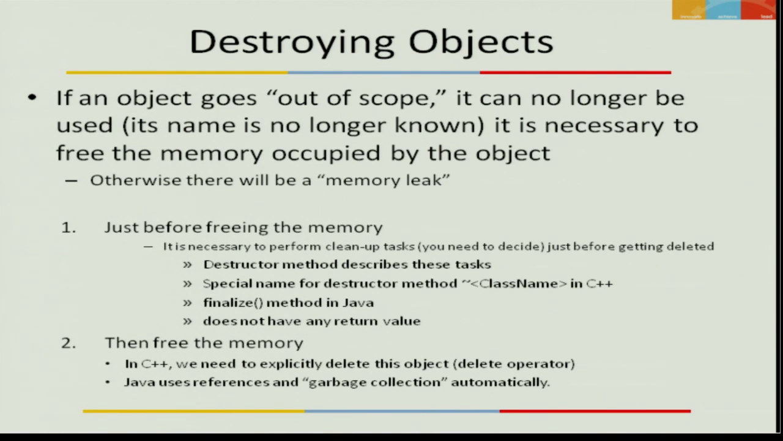Freeing the memory is explicit in C++, which gives the programmer an ability to get rid of objects that the program does not need. However, if the programmer is a novice, then there is always a chance of having a memory leak. Java uses references and a garbage collection technique to do this automatically.